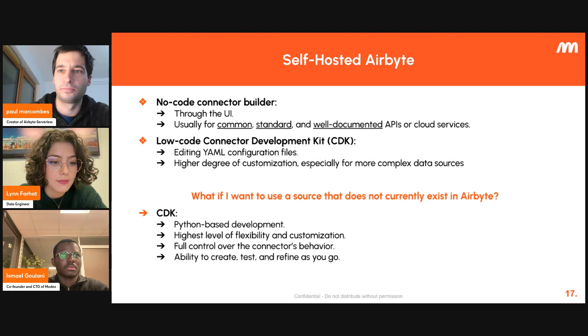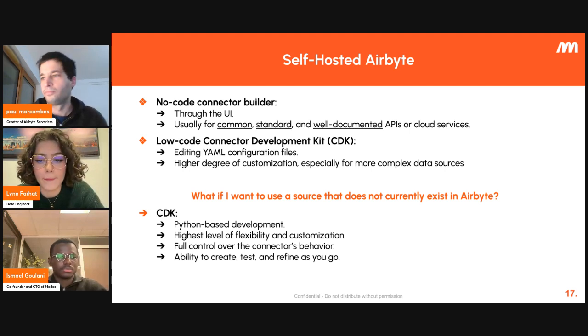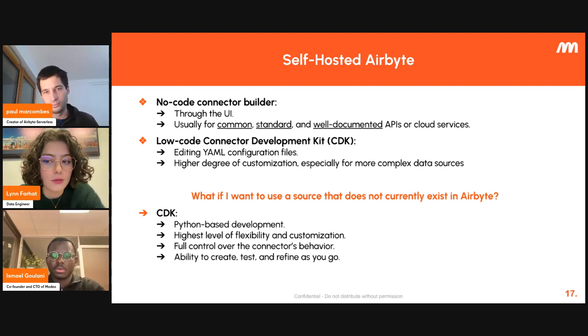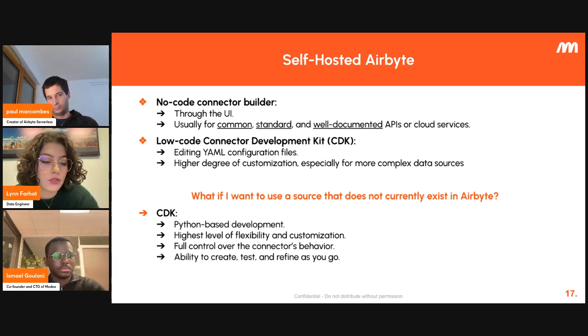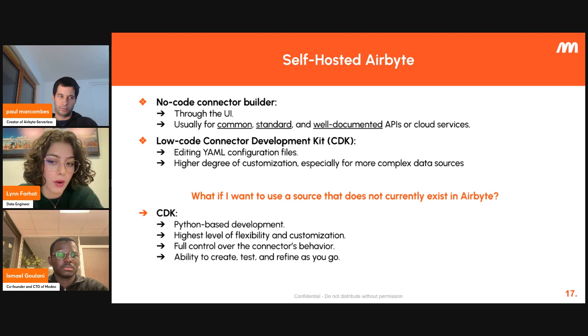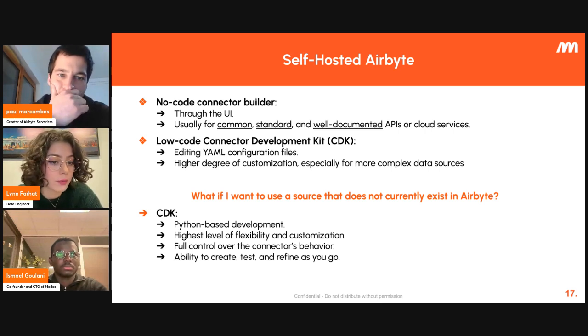Next slide, please. The second way to use Airbyte is through the self-hosted Airbyte. The self-hosted Airbyte allows users to deploy and manage their own instances of the Airbyte platform. In this case, users have more control over the infrastructure and can customize the deployment to meet specific requirements. There are three different ways in which you can deploy the self-hosted Airbyte: the no-code connector builder, the low-code connector development kit, and the Python connector development kit.